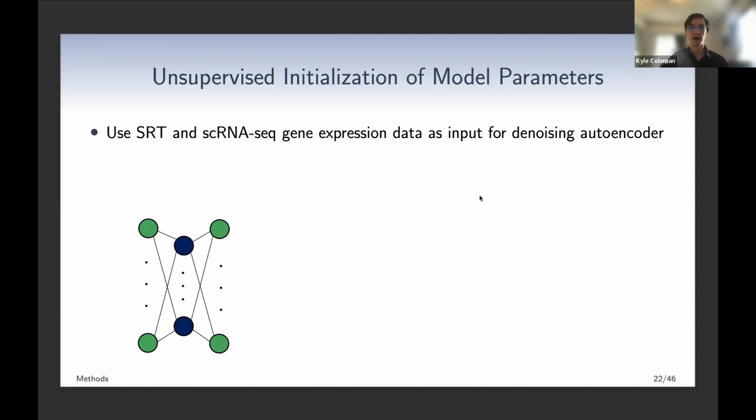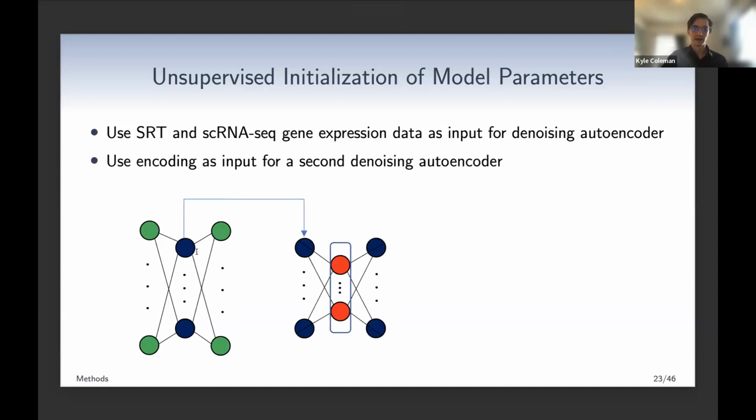So what we do is we combine our SRT gene expression data, which has been preprocessed, and our preprocessed scRNA-seq gene expression data, and we use those as input for a denoising autoencoder, which is just an autoencoder which sets some of the features randomly equal to 0, so that the model isn't relying too heavily on certain features to reconstruct the data. For each sample, we input it into this autoencoder, which has a mapping to a lower dimensional space, and then tries to reconstruct the output. This network is trained by minimizing the mean squared error between the uncorrupted input, before any features are set equal to 0, and the output of the autoencoder.